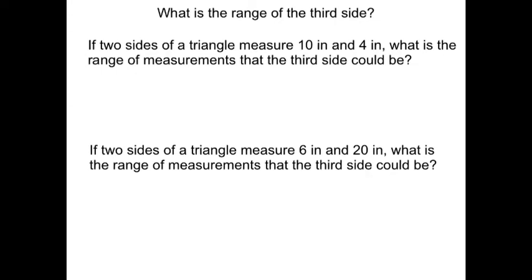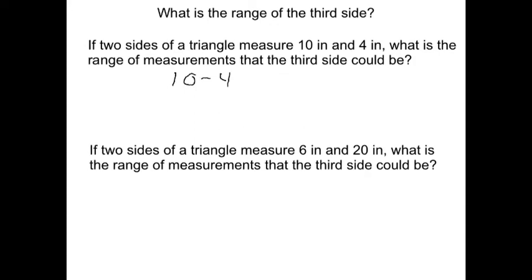Okay, so we need to figure out what the measurements could be, recognizing that the two smaller sides have to have a sum larger than the third. So let's say that the third side was 1. Well, 1 plus 4 is only 5, and that's not bigger than 10. So we know that it has to be somewhere bigger than 4, because 4 plus 4 is 8, and 8's not bigger than 10.